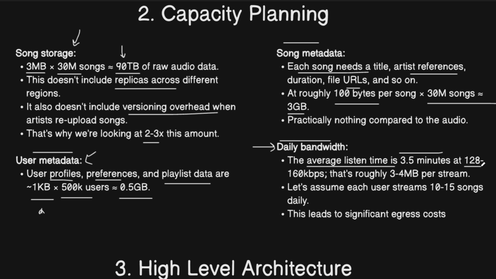And if you are using 128 to 160 kilobits per second, that is roughly 3 to 4 megabytes per streaming. And let's assume each user streams like 10 to 15 songs daily. This will lead to significant egress costs. Egress costs are the fees that cloud providers charge when data leaves their network to reach the users. Overall, the key insight that we get from the capacity planning is that audio will dominate both storage costs and bandwidth. The metadata is just a small portion of this system.